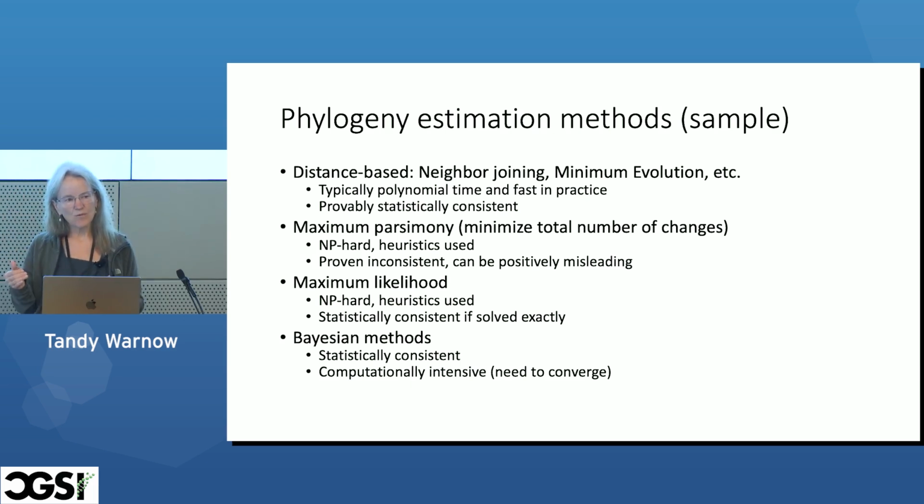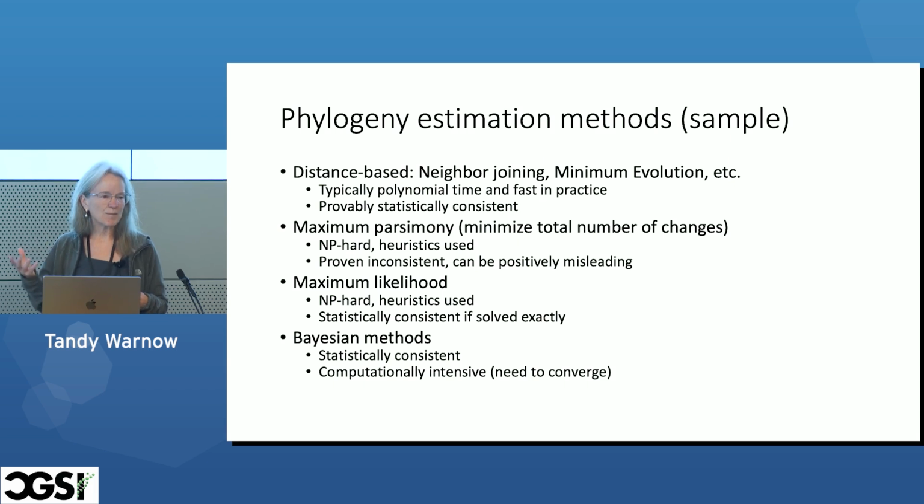So here's the rough top-level thing. Distance-based methods can be statistically consistent if you do the calculations correctly. They're often polynomial-time. They're fast in practice. Maximum parsimony is NP-hard, there are good heuristics, but it can be provably statistically misleading. It can converge to the wrong tree. This is something that Felsenstein showed years ago. Maximum likelihood is statistically consistent if solved exactly, but who can solve an NP-hard problem exactly?